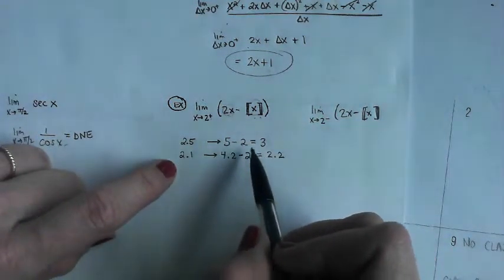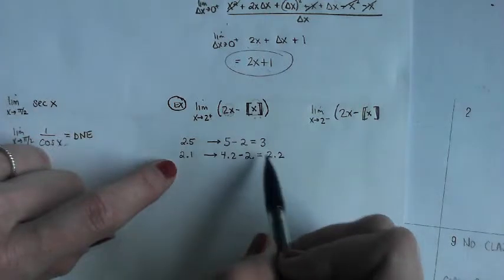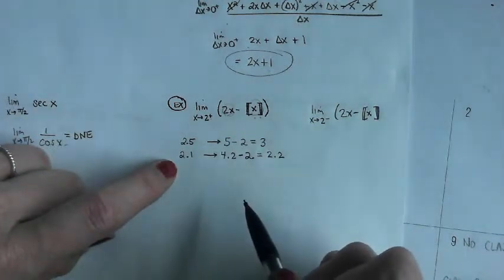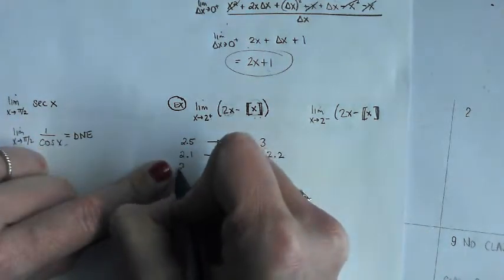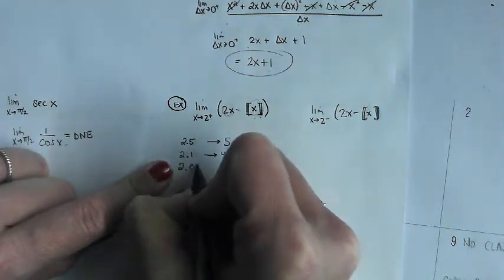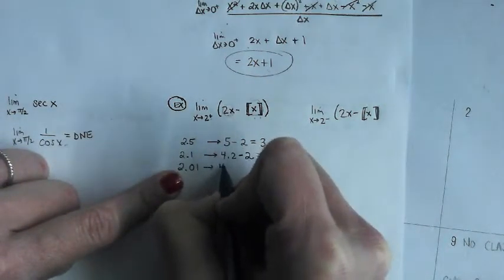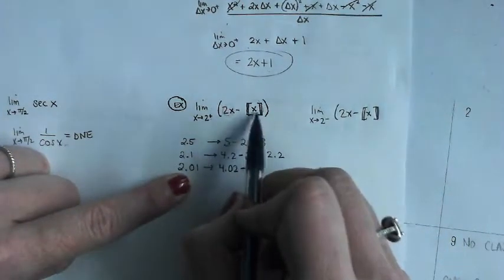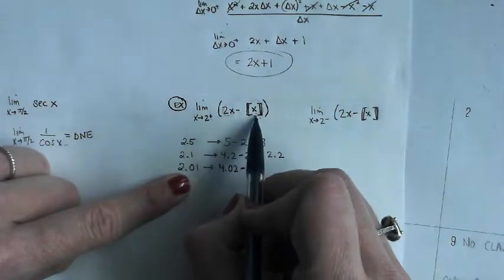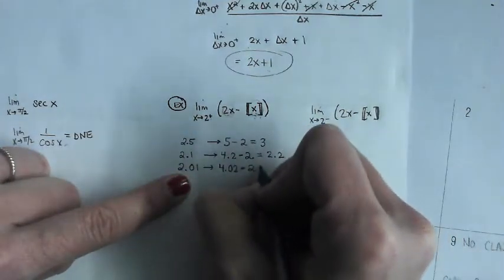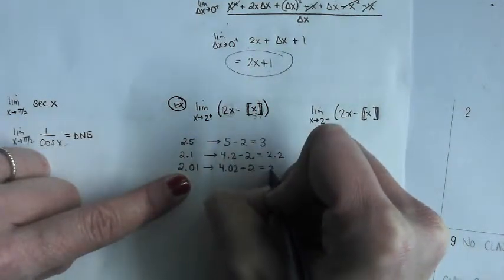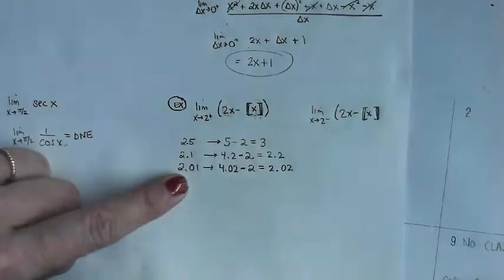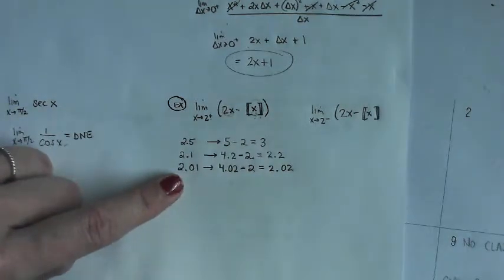Okay. Are you sold on the answer? So let's plug in something even closer to 2, 2.01. That'll give me 4.02 minus, if I plug in 2.01, what's the greatest integer function on 2.01? 2. 4.02 minus 2 is 2.02. Now are you sold?